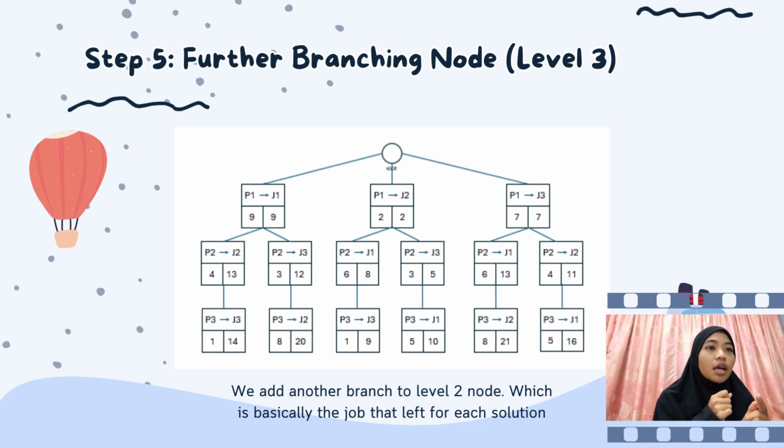So we have P3 to job 2, the cost of solution is 20, P3 to job 3 is 9, P3 to J1 is 10, P3 to J2 is 21, and P3 to J1 is 16. So that is the total cost of each proposed solution.